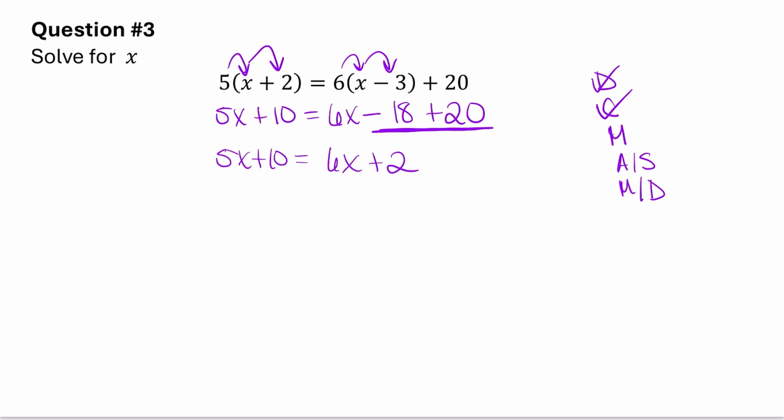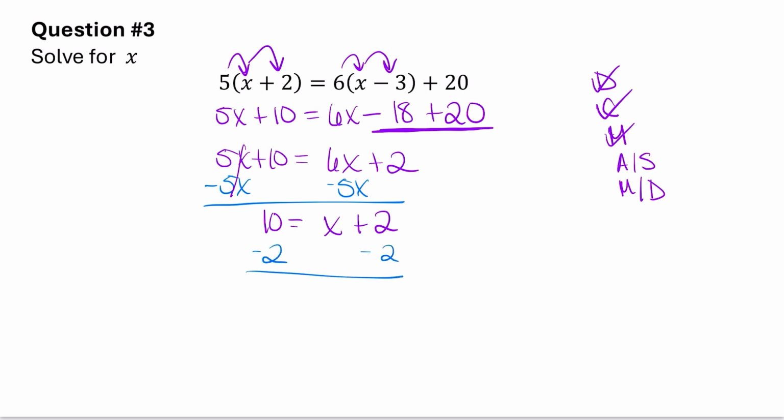I'm going to move the 5x because I want to end up with a positive coefficient. You can do it the other way, but you'll just have a negative coefficient. So now on the left side, I'm left with just 10, and I have 10 equals 6x minus 5x is just 1x, and then plus 2. And so now I'm going to add or subtract to isolate my variable. So I'm going to go ahead and subtract 2. And when I subtract 2, I end up with 8 equals x.